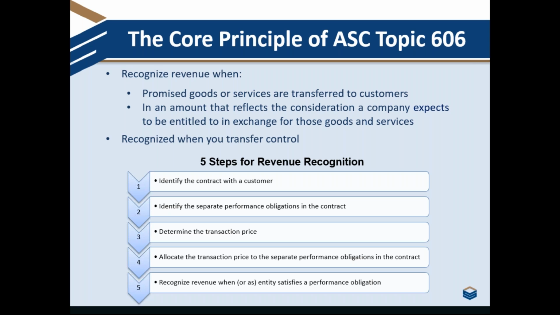Core principles around ASC topic 606. Revenue is recognized when the promised goods or services are transferred to the customer in an amount that reflects the consideration the company expects to be entitled to. One of the key phrases you should always focus on is the last word in the next bullet: it's recognized when you transfer control. Control seems to be the big aspect as it relates to this pronouncement, and you should always view that as part of your revenue recognition process and your decision-making process.